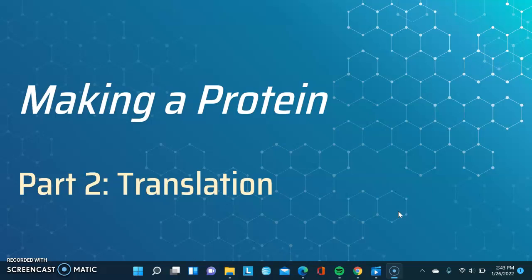When I think of the word translation, it makes me think of what I do or what I see others do when they're translating languages. So it's basically the same thing that's happening. We're taking the mRNA and we're translating that information to make proteins. Similarly, I have translated for my parents from English to Spanish so they can understand. We're translating the mRNA to make a protein.